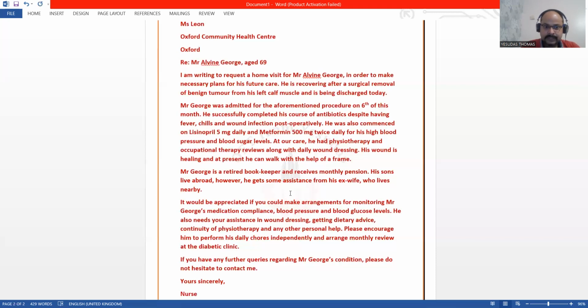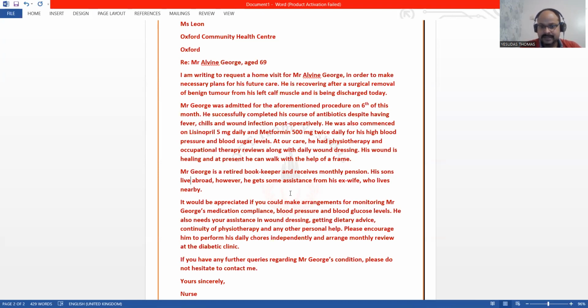So that's written. So the requirement paragraph, if we go there, we can see, it would be appreciated if you could make arrangements for monitoring Mr. George's medication compliance, blood pressure, and blood glucose level. So three things come first. He also needs assistance in wound dressing, getting dietary advice, continuity of physiotherapy, and any other personal help. So the second sentence deals with another set of assistance.